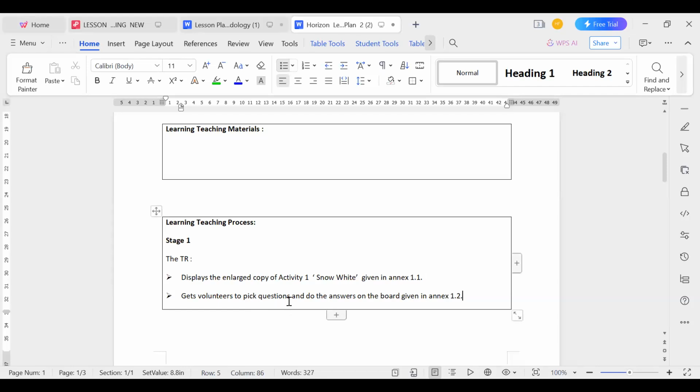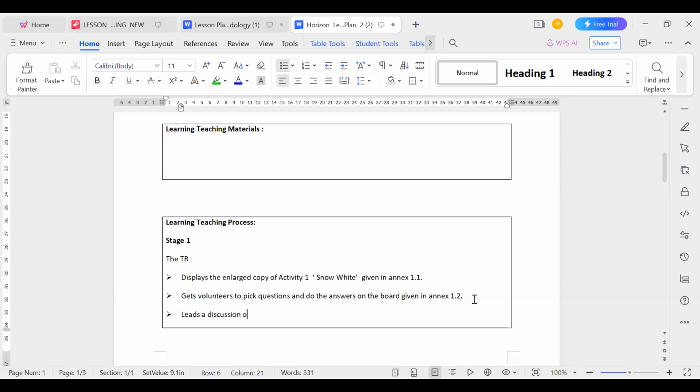Here, get volunteers to pick questions and do the answers on the board given in Annex 1.2. So this is actually the learning teaching process. Once they do that, the next step would be the teacher leads a discussion on. The teacher is already there. So, leads a discussion on... what is this about?